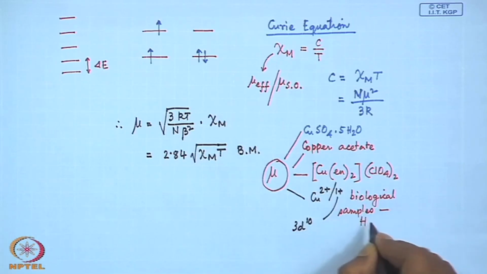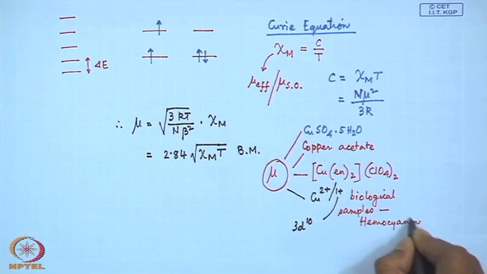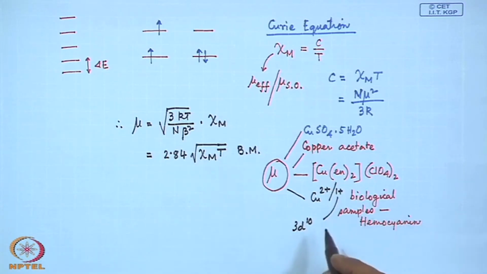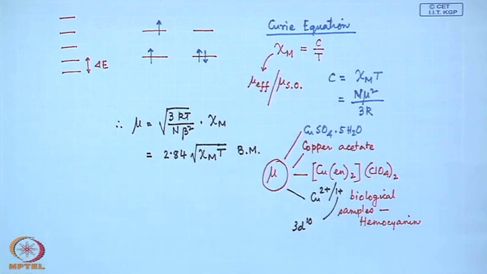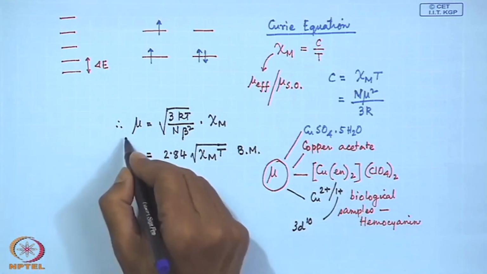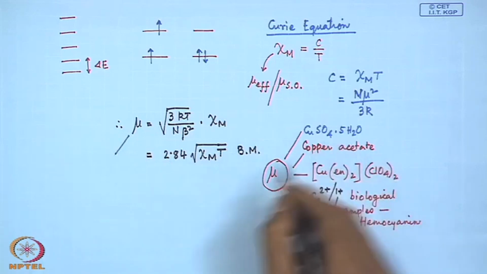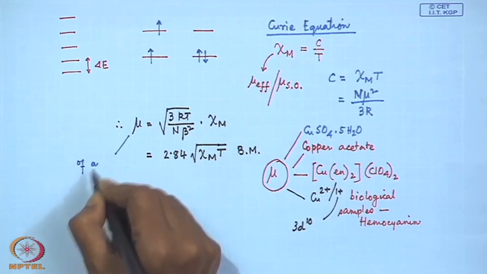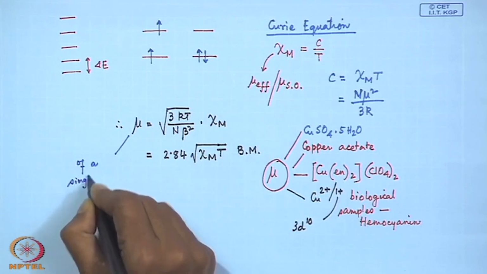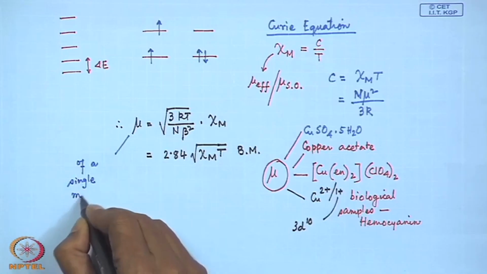These are such as in hemocyanin. In hemocyanin type of molecules we can have the copper center, and that copper center can give some paramagnetic behavior that we can determine very easily. So whatever this mu value we determine is that of any single molecule. So it is the magnetic moment of a single molecule.